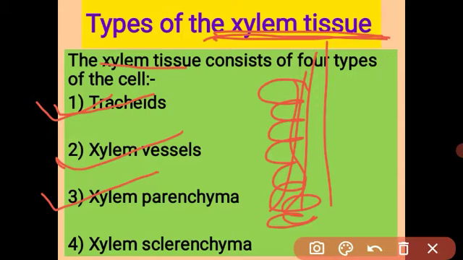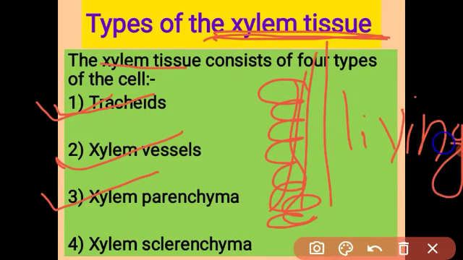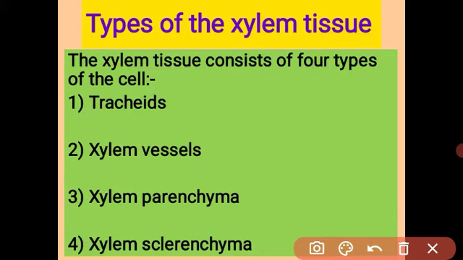Only the xylem parenchyma is the living cell, and its main function is to store the food. Got it? And xylem sclerenchyma is also a dead cell, and its main function is to provide mechanical support to the plant. Got it, student? The main function of xylem is to transport the water and minerals from the root to the aerial parts of the plant, and xylem sclerenchyma gives the mechanical support to the plant.